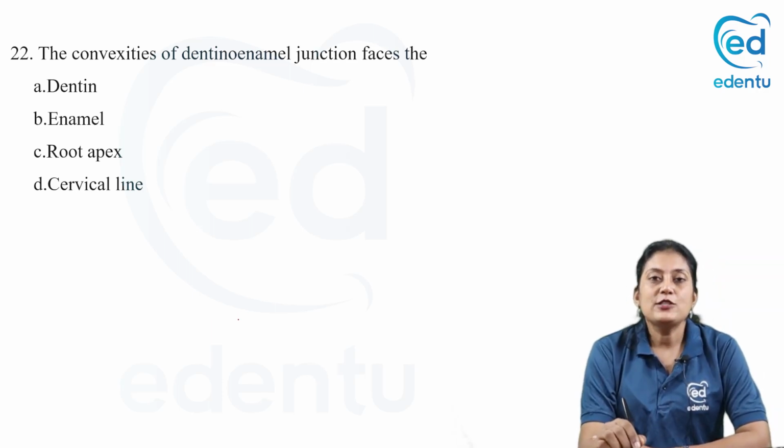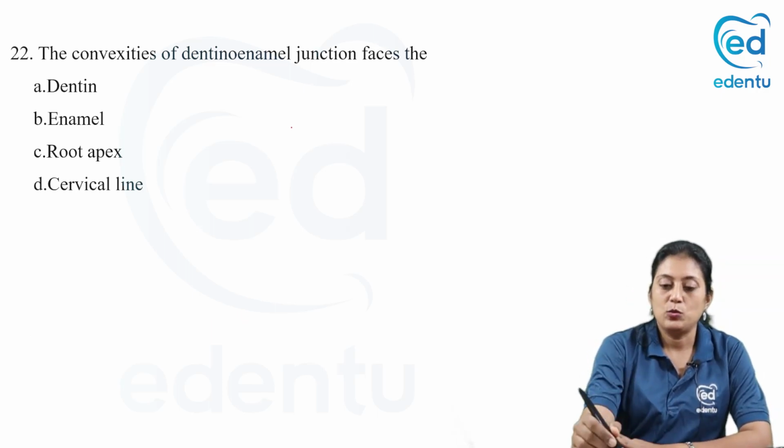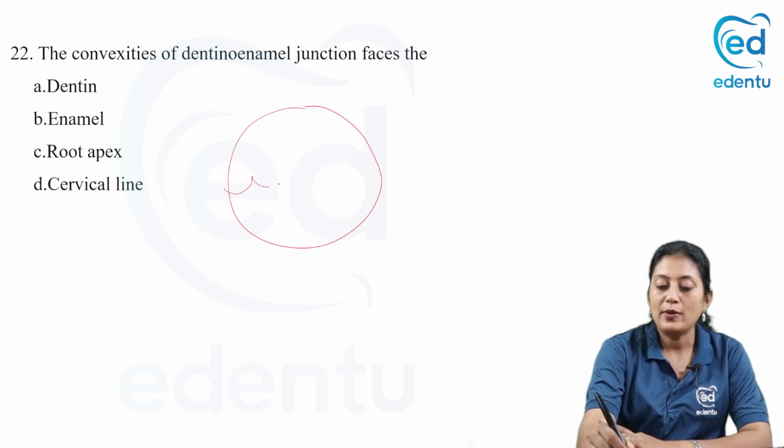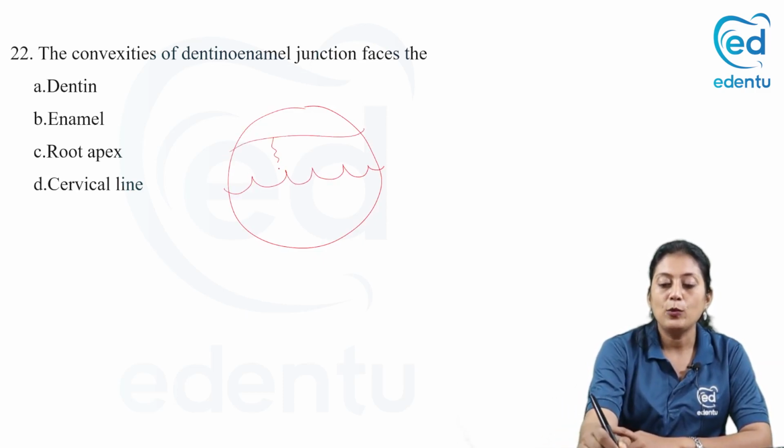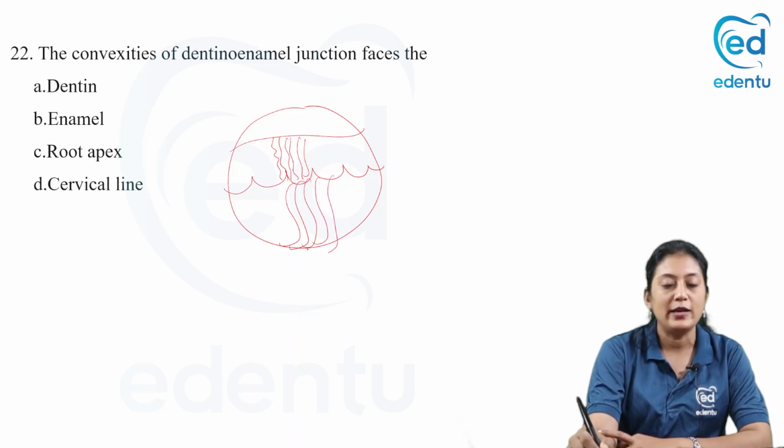The convexities of the dentino-enamel junction face what? We know that the dentino-enamel junction is a scalloped junction. It is not a straight line. On top, you have enamel, which is made up of enamel rods, and in the lower part, you have dentin, which is made up of S-shaped dentinal tubules.